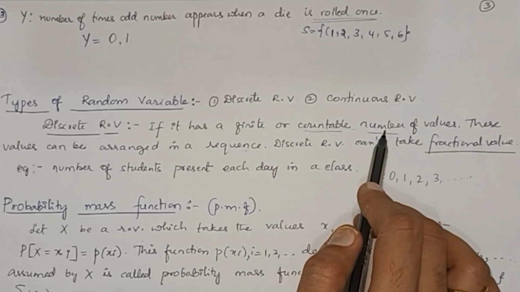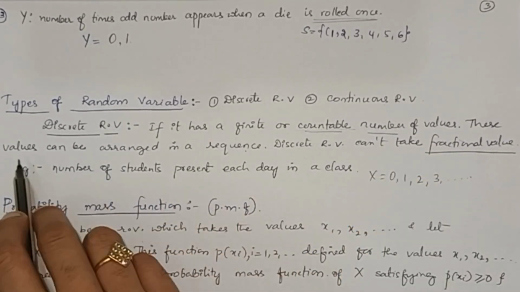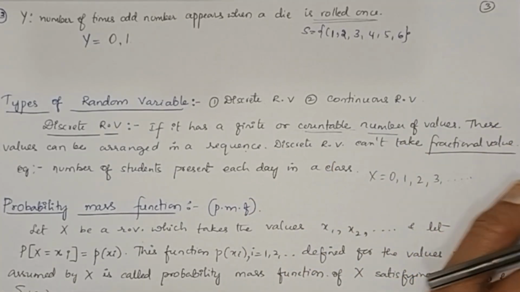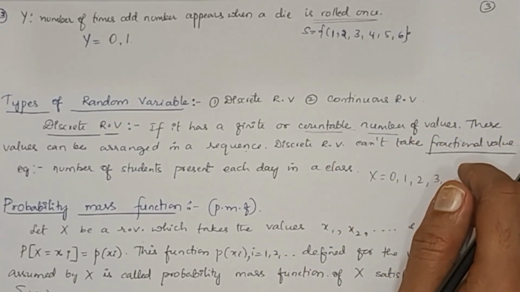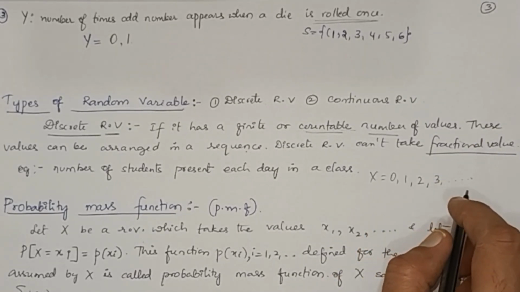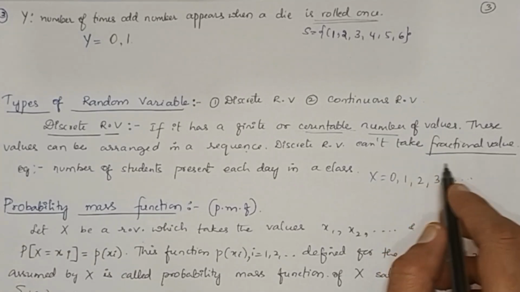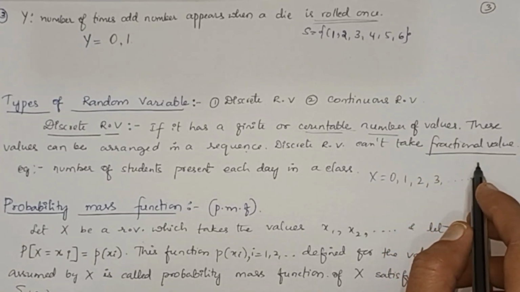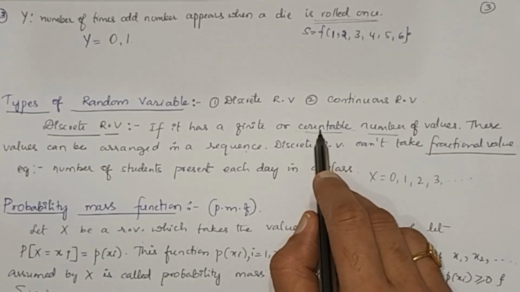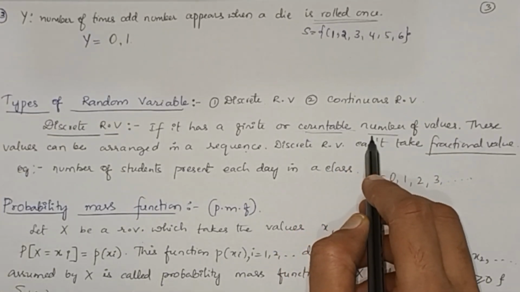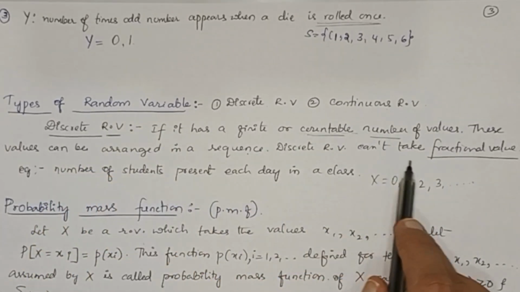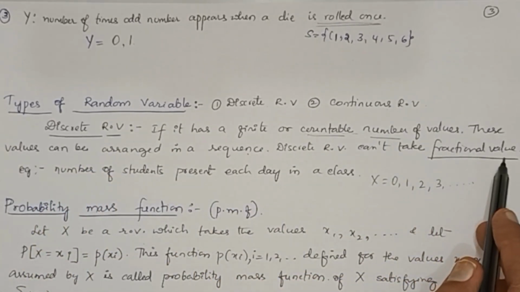Countably infinite means you can arrange the values in the form of a sequence. For example, 1, 2, 3, 4, and so on. Though it is infinite, it is countable because we can arrange the values in the form of a sequence, and based on the first few terms of the sequence we can guess the next values. So those values also come under the countably infinite case. Therefore such a variable is called a discrete random variable. The thing to remember is it will never take fractional values.